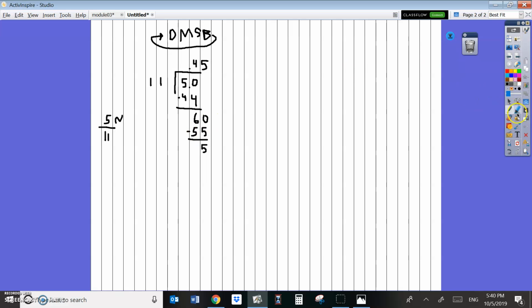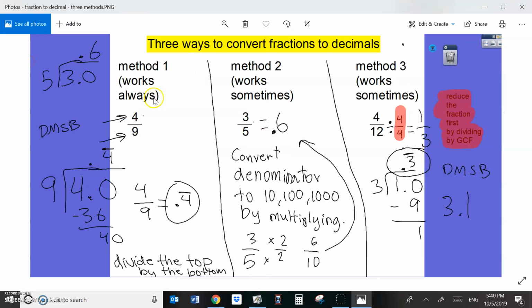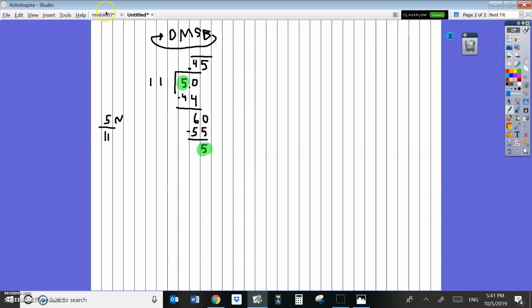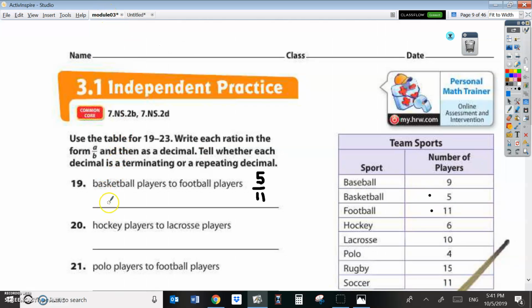And now look, this part repeats because this is a 5 and this is a 5. So your decimal is 0.4545 repeating, and that's a repeating decimal.